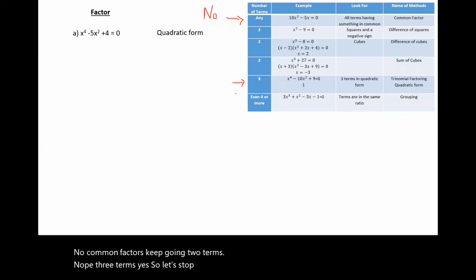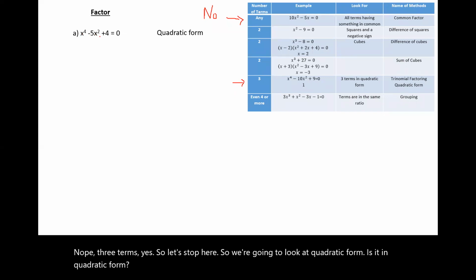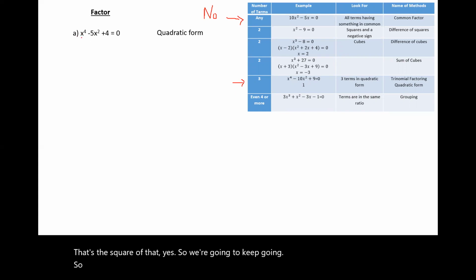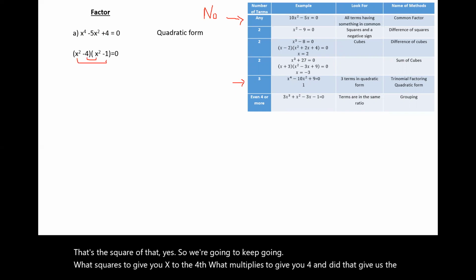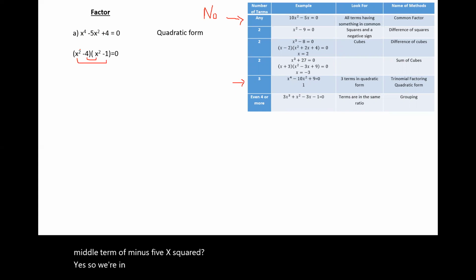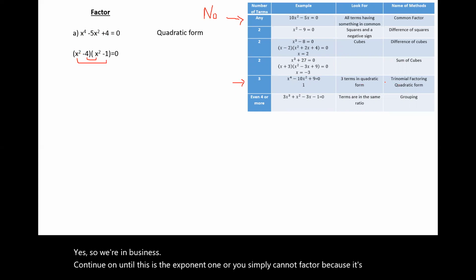So we're going to look at quadratic form. Is it in quadratic form? That's the square of that? Yes. So we're going to keep going. So what squares to give you x to the 4th? What multiplies to give you 4? And did that give us the middle term of minus 5x squared? Yes. So we're in business. Continue on until this is the exponent 1, or you simply cannot factor because it's not a quadratic that factors.